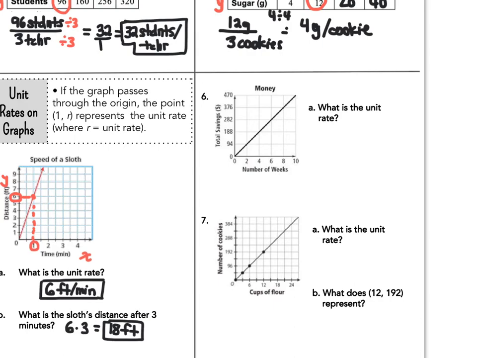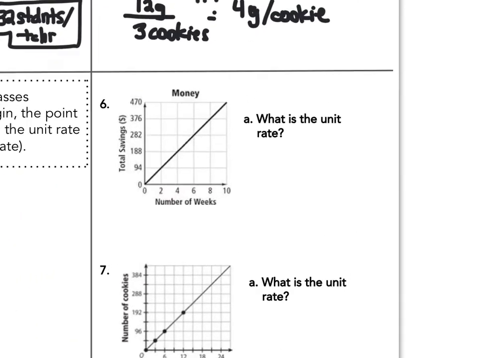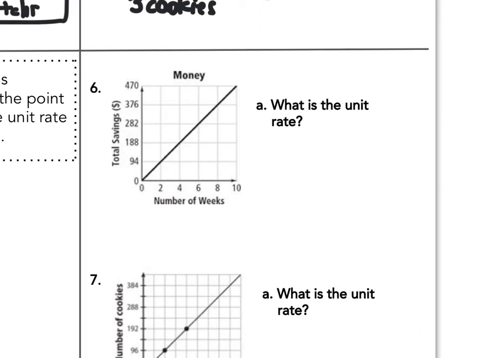Now let's take a look at the bottom right, and we're going to look at this graph right here that shows a proportional relationship. I know it's proportional because it's going through the origin and it's a straight line. And then this talks about money. The total savings are on the y-axis, so label this y, and then the number of weeks is the x-axis. Label the other axis x. And then the question is, what is the unit rate?